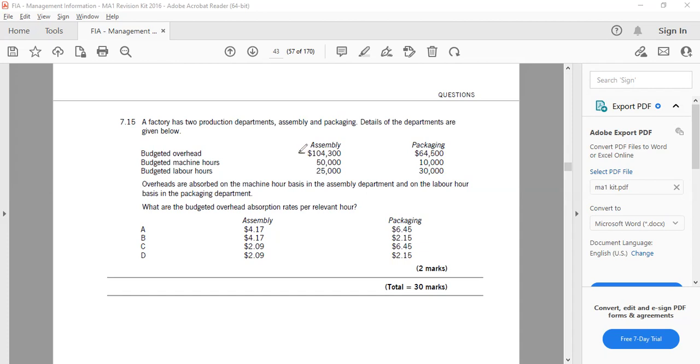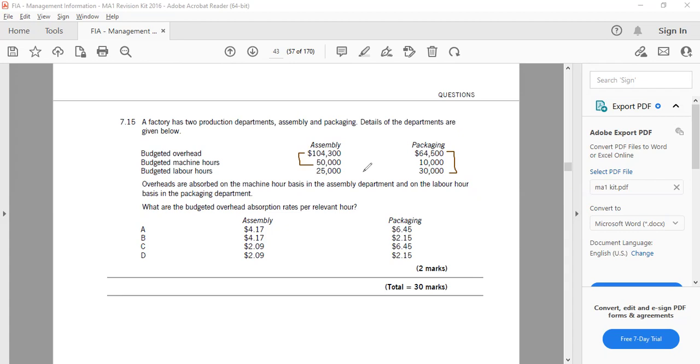So what would we do? And here for packaging, it is labor based. So for labor, simply divide and get the answer. For assembly it's 2.086, which is 2.089 when we round it off. So C or D could be the right answer.